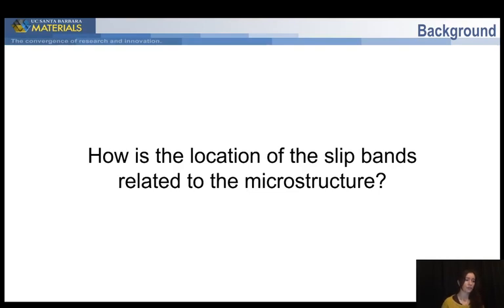So in this context, the question we are asking is, can we understand where slip bands will form in the microstructure? Can we predict where they will appear, and hence where the fatigue cracks will eventually form? So we're really asking the question of what are the weak points in this microstructure.